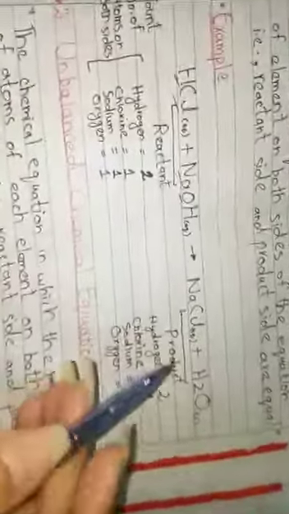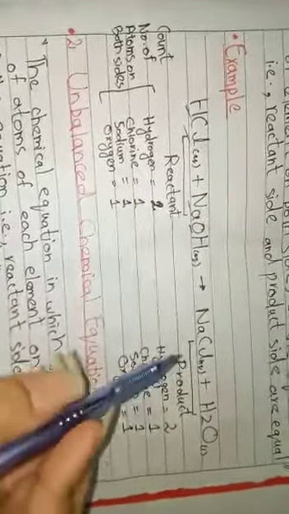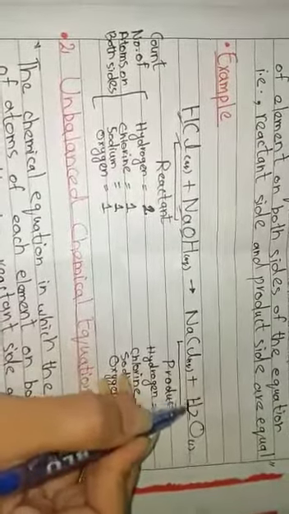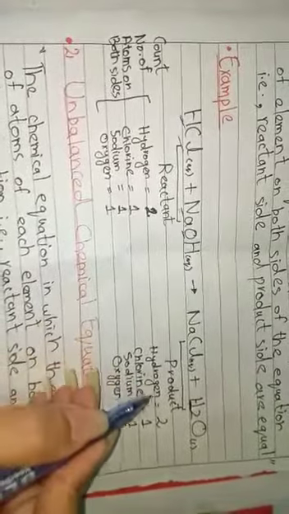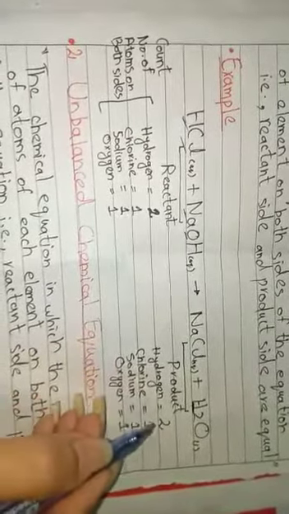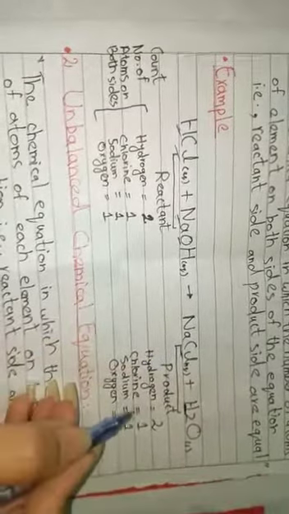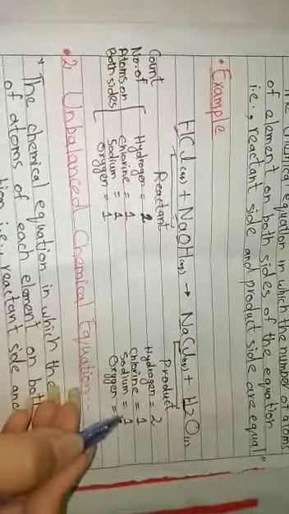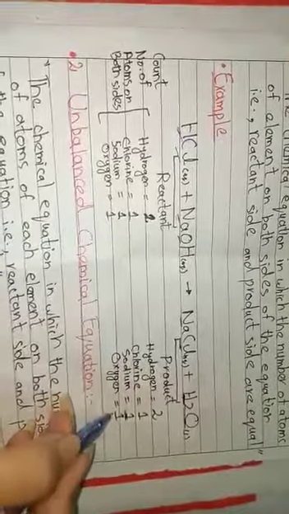Now class, here we will calculate the number of atoms on the product side. Just look at this. Here H2 represents the 2 atoms of hydrogen. It means that 2 hydrogen atoms are also present on the product side. Only 1 chlorine atom is present on the product side, only 1 sodium atom is present on the product side, and only 1 oxygen atom is present on the product side.